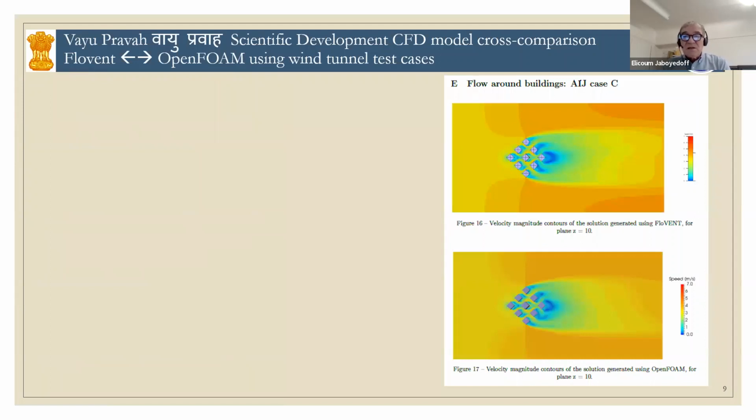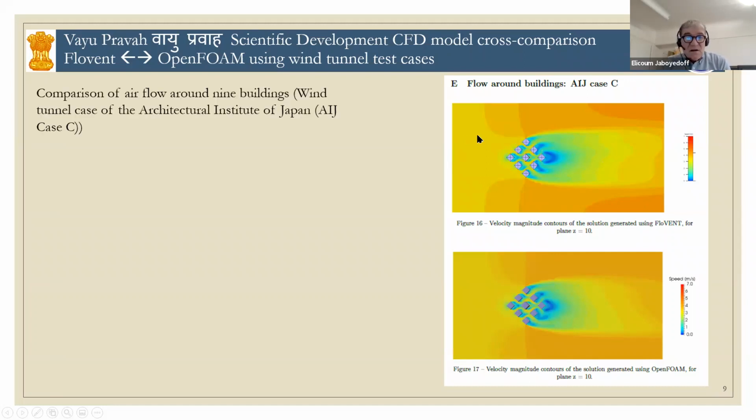Then another inter-model comparison is the comparison between Vayu Pravah at the bottom and with Flovent, again with the same case of buildings, just typical square buildings, where we look at the wind going around the buildings, and we see that the answer of the two cases are quite common. They are based on data from the Architectural Institute of Japan. And this is one example, again, of intermodal comparison.